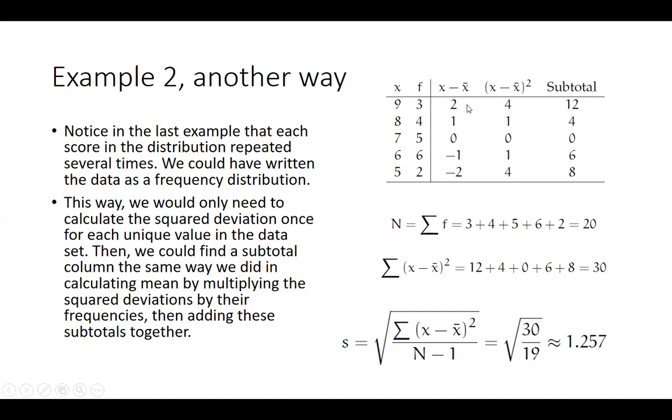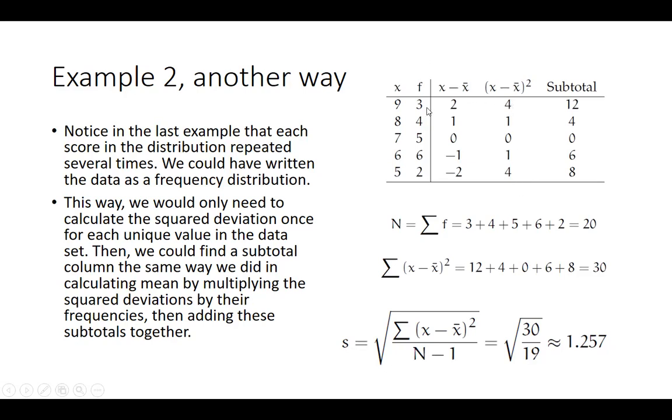Then we could have just done subtracting the mean for each of the data points. So 9 minus 7 is 2, 8 minus 7 is 1, 7 minus 7 is 0, 6 minus 7 is negative 1, 5 minus 7 is negative 2. Find each of the squares. 2 squared is 4, 1 squared is 1, 0 squared is 0, negative 1 squared is 1, negative 2 squared is 4. And then multiply each of our squares by how many of them there were.